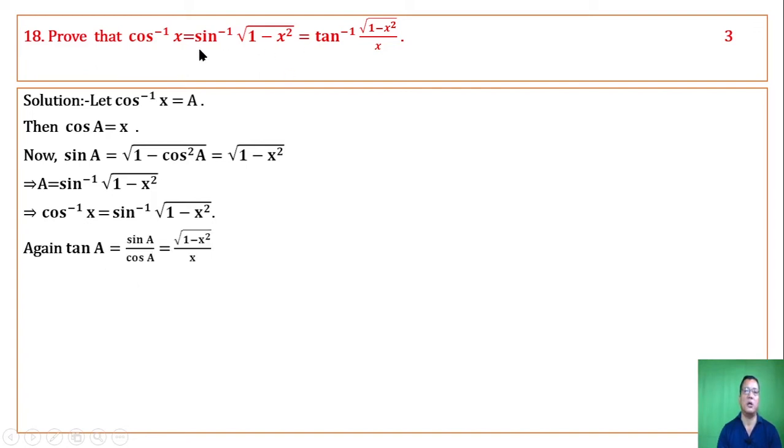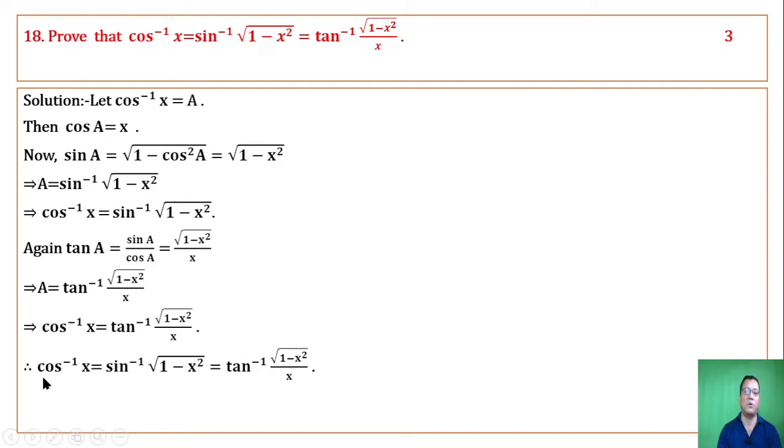Again, tan a in terms of sin a and cos a, by the quotient relation, substituting the respective values, implies a is tan inverse of root over 1 minus x square by x. The original value, cos inverse x equal to tan inverse of root over 1 minus x square by x. Therefore, cos inverse x equal to sin inverse of root over 1 minus x square equal to tan inverse of root over 1 minus x square by x.